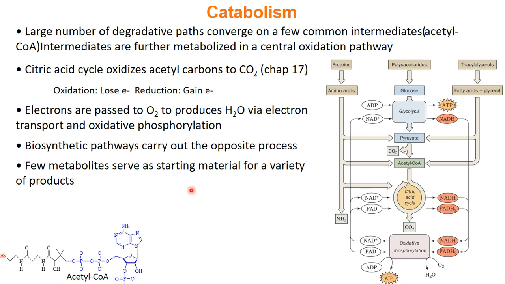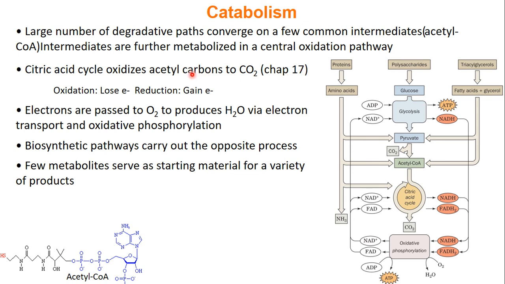So let's just focus on catabolism right now. That is the breaking down of things. And many of these catabolic pathways actually only make a few things. And it's really interesting. You have all these varied pathways, yet they all converge to make a few common intermediates. One of the most prevalent ones that we'll see a lot is acetyl-coenzyme A, which is shown down here. These intermediates can be further metabolized in an oxidation pathway. And that oxidation pathway is called the citric acid cycle. We're going to learn all about this later on in the semester.